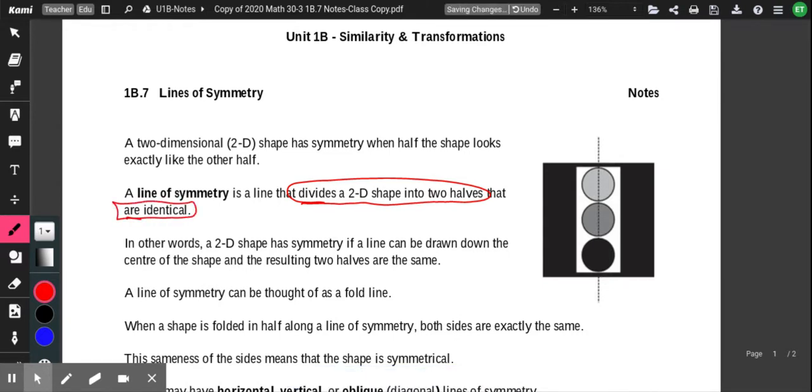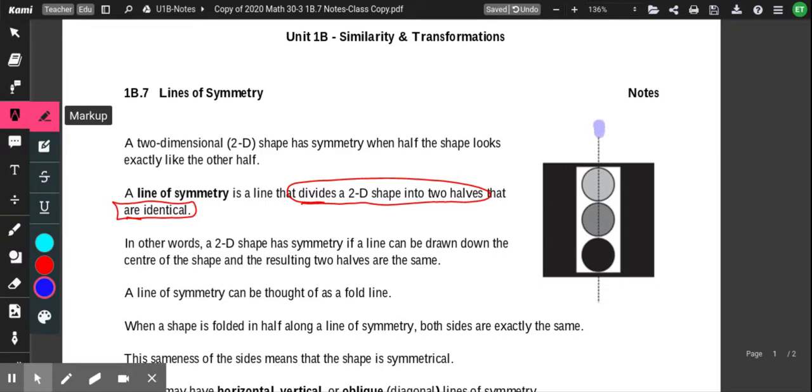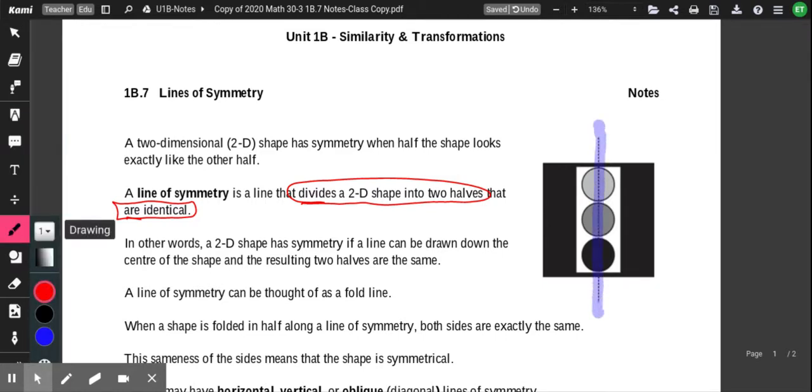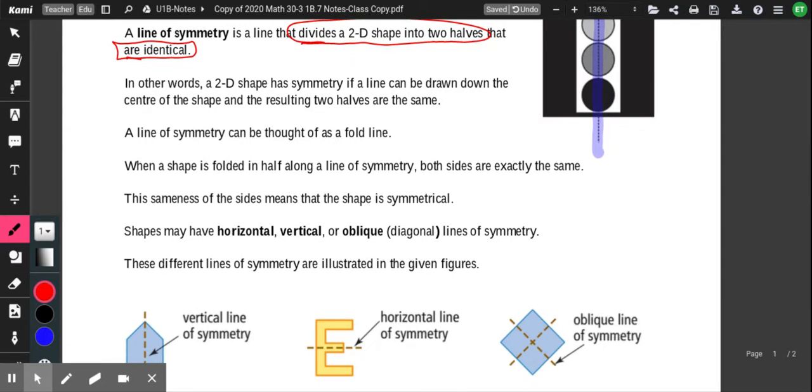So if we look at this very first object to the right, it cuts right in half down the middle, and then it's going to be an exact copy on both sides. Ideally, you'd be able to take a pair of scissors and cut it down that line. If you flipped it over, it would cover it exactly, okay? Covering it exactly means coinciding. It would coincide. In other words, a 2D shape has symmetry if a line can be drawn down the center, resulting in the two halves being the same.